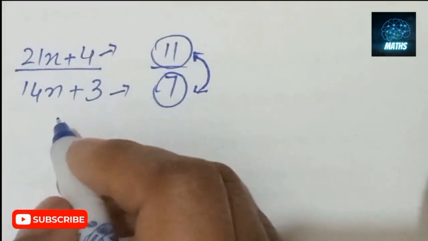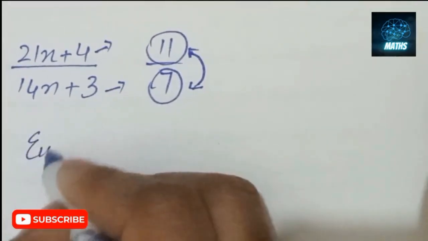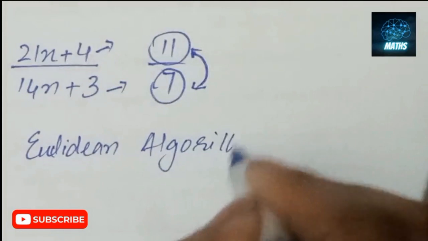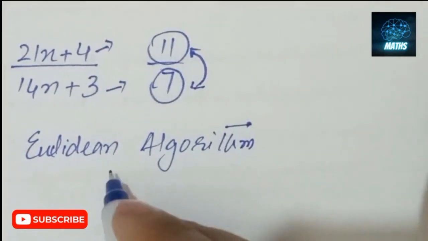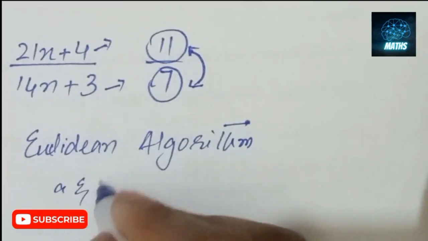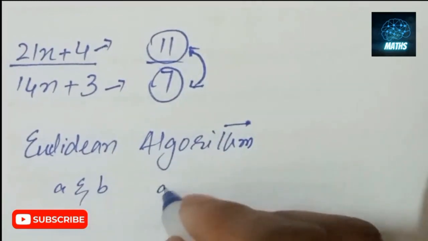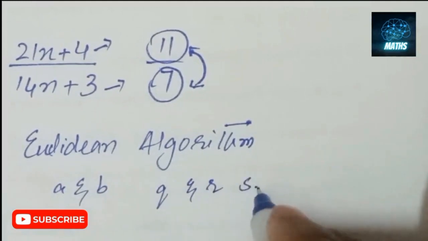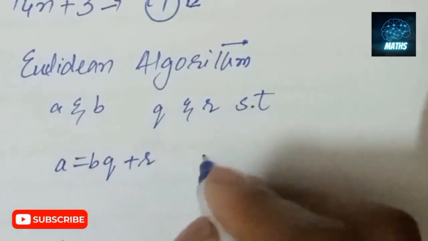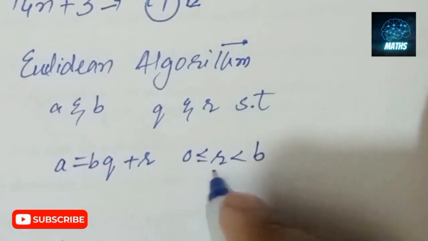To prove this, we can use the Euclidean algorithm. What is that? The Euclidean algorithm basically states that for any two positive integers a and b, there exist unique positive integers q and r such that a is equal to bq plus r, where r is greater than or equal to 0 and less than b. Here r is the remainder.